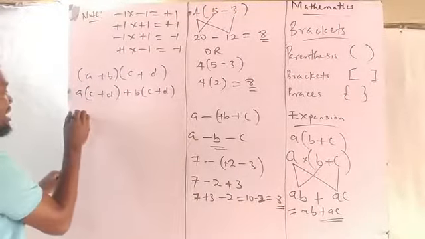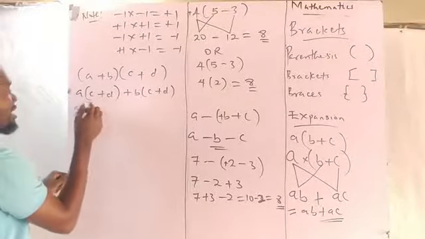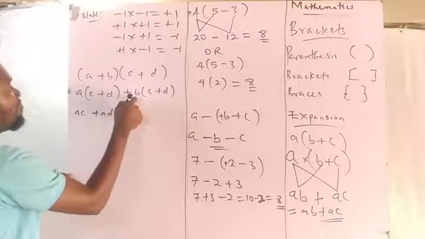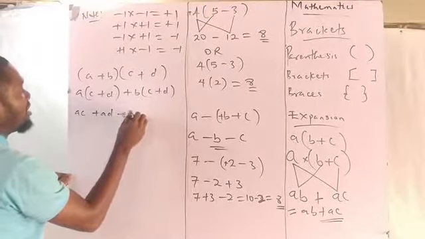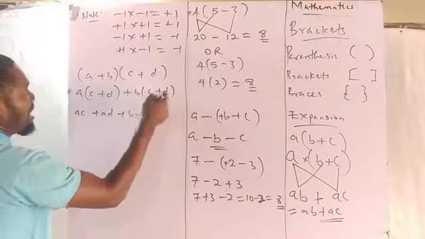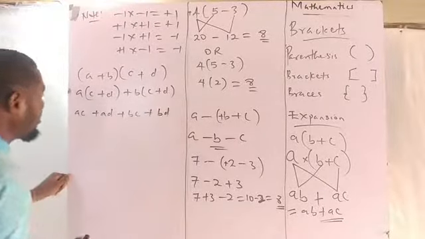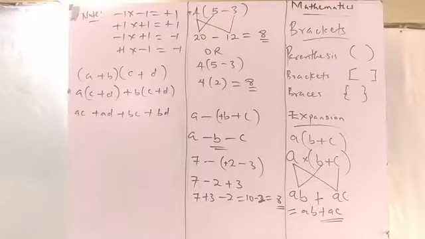A times C is AC. A times D is plus AD. Plus B times C is plus BC. And plus B times D is plus BD. This is the final result you're going to have if that is expanded.